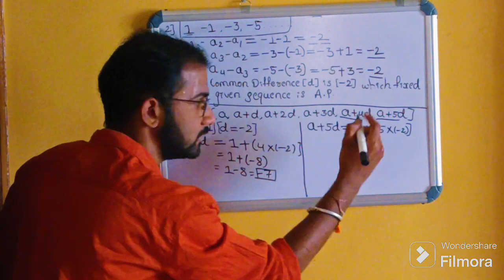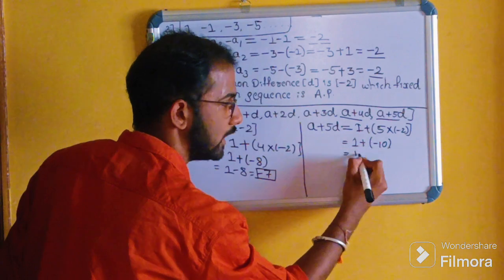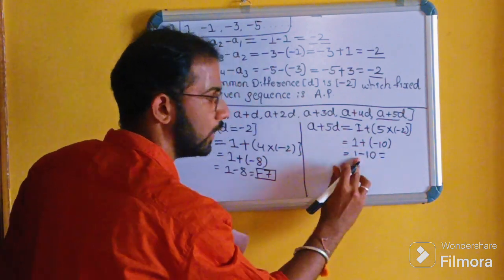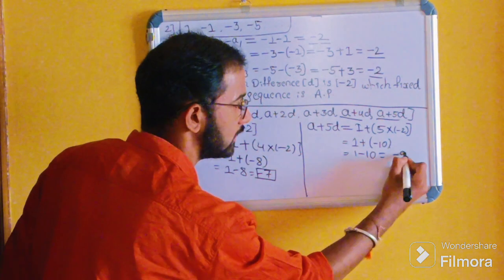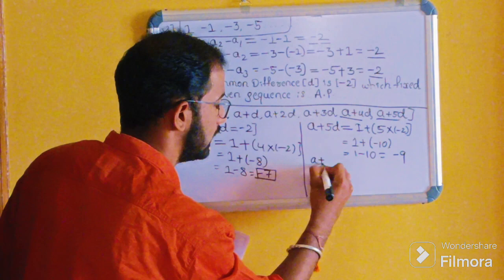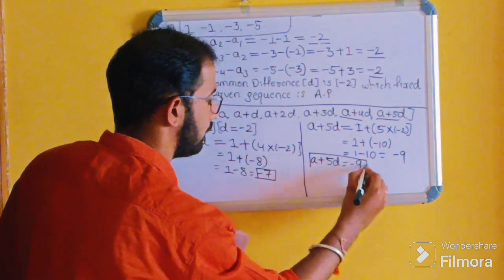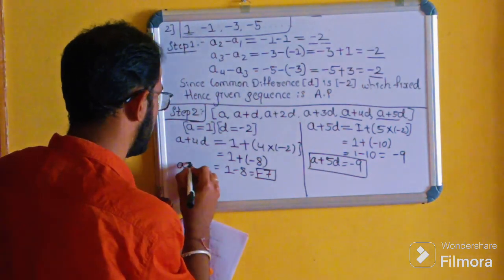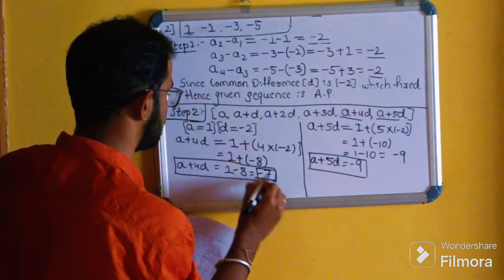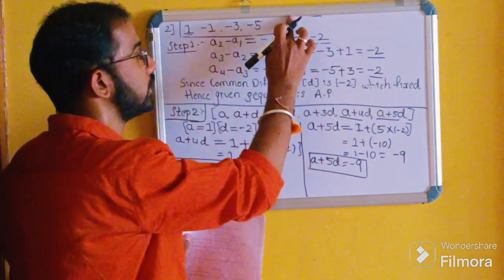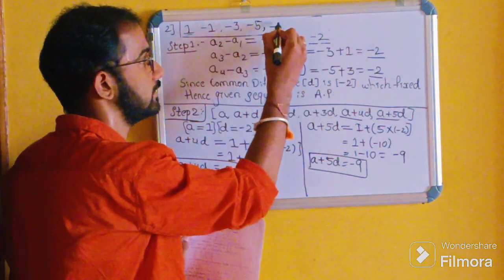So the next two terms after -5 are -7, and the next is -9. Now check whether the difference between these values is the same, whether we got -2 or not. -7 minus of -5, that is -7 plus 5, is -2. Similarly, we also got -2. Like this, we have to find the terms. So let's move on to the next question.